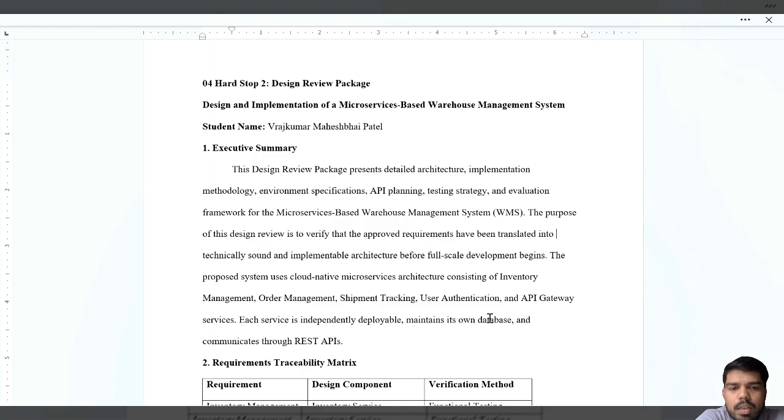Basically, traditional warehouse systems are often built as monolithic applications where all functionalities exist in a single system. So as the application grows, maintenance becomes difficult and system failure can impact the entire application. To solve these challenges, this project divides the warehouse system into independent microservices, and each service performs a specific business function and can be developed, deployed, and maintained separately.